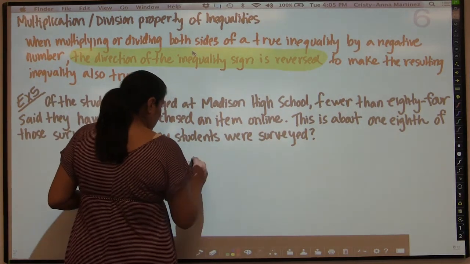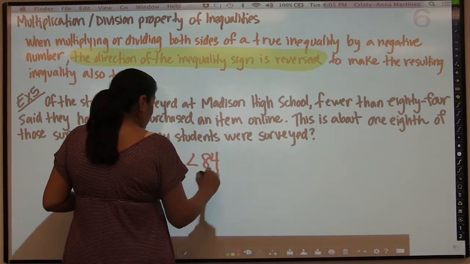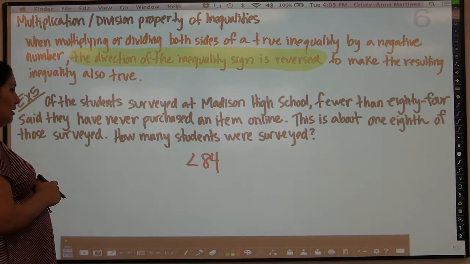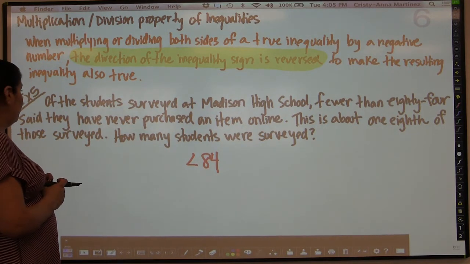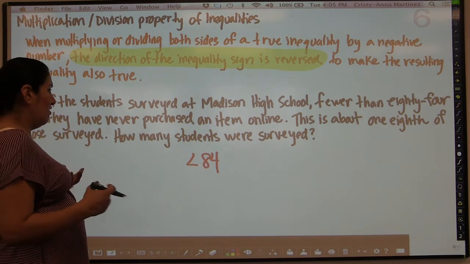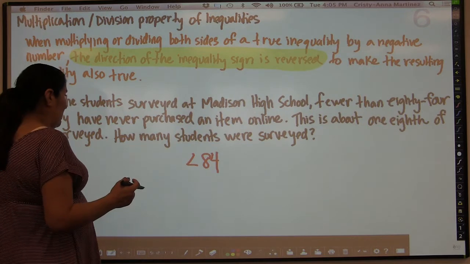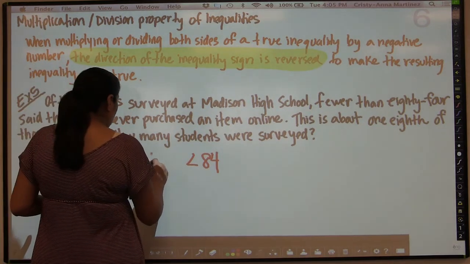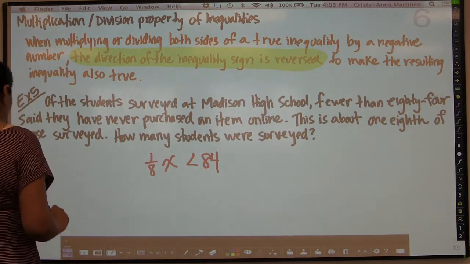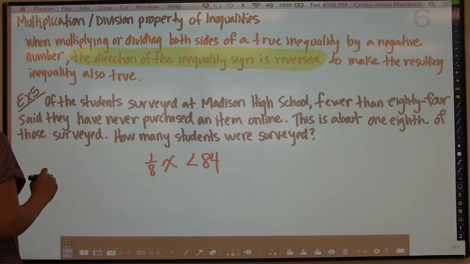So we want to translate this. Fewer than 84, so less than 84, said they have never purchased an item online. Now 84 represents about 1/8 of those surveyed. So if we say the number of people that took the survey is X, then it's going to be 1/8 of X. Now remember, X represents how many students were surveyed.